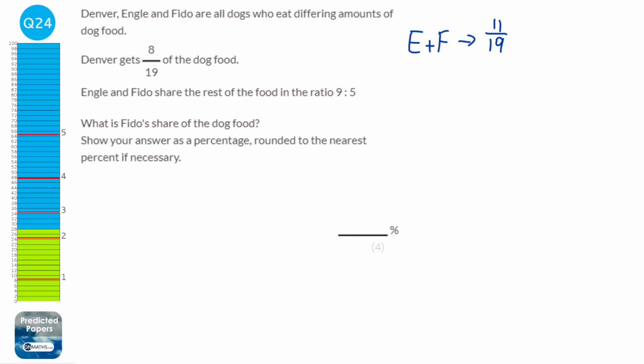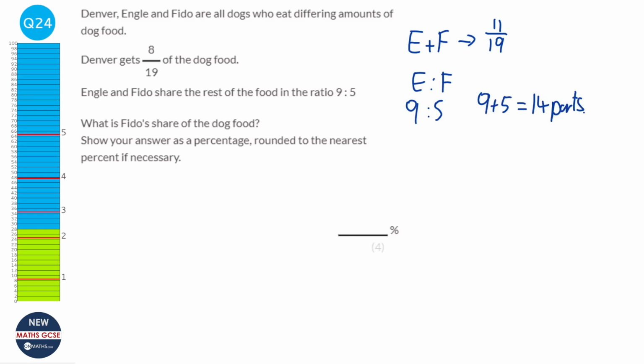I'm going to focus on the ratio next of Engel to Fido. So it's 9 to 5. Let's first of all see how many parts there are altogether. So 9 plus 5, which is 14 parts. So there are 14 parts in total, and the share that they get is 11/19. So I'm going to find out what fraction one of those parts is worth by dividing 11/19 by 14. So each part is worth, and I'm going to keep this in my calculator, 0.041 and so on.